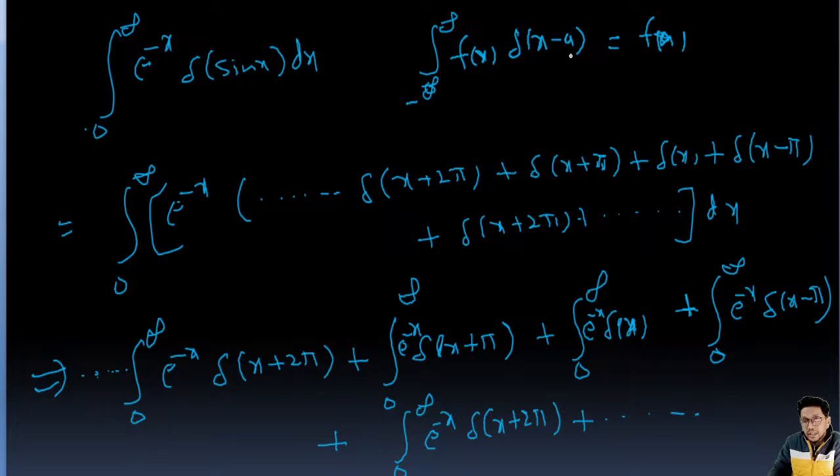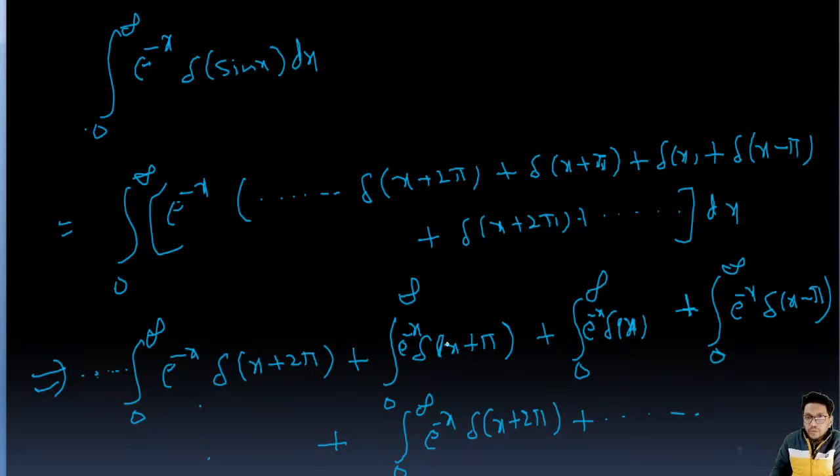If a doesn't exist between the limits, then this value is 0. So we'll use this formula here. Here you can see this is e to the power minus x from 0 to infinity, with x equal to minus 2 pi. It means the value of x is minus 2 pi, and minus 2 pi doesn't exist between 0 to infinity, so this value is going to be 0.